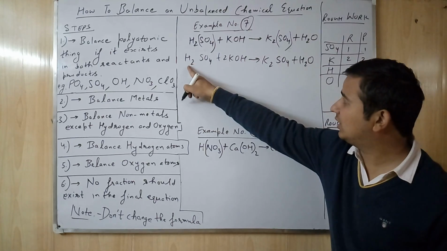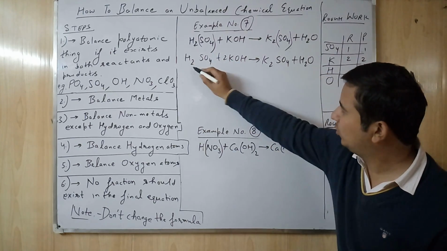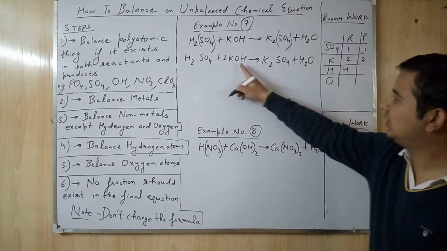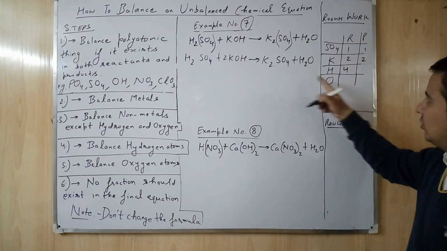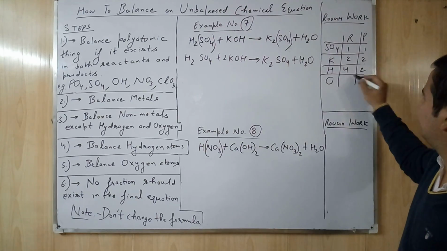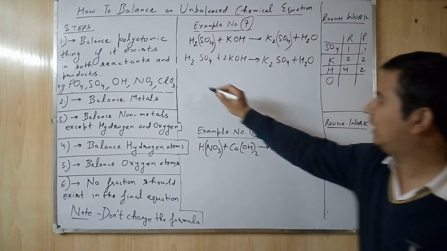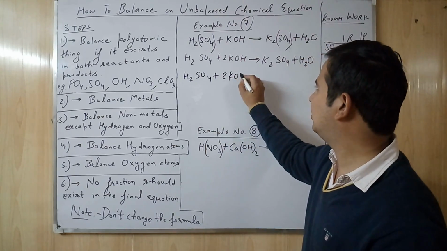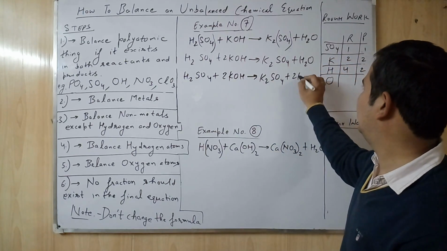Then H, how many H are there? 2 here, and this 2 also belongs to H. 2 plus 2, 4. We are not considering OH as a polyatomic kind of thing. O is separate, H is separate. So 2 plus 2, 4. How many H are there on the product side? Only 2. So we have to balance the H by adding 2 here. So let us update this equation. H2SO4 plus 2KOH gives you K2SO4 plus 2H2O.